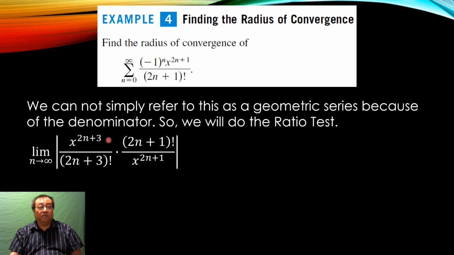So that's where the 3 comes from. 2n plus 2 plus 1 is 2n plus 3. Same with the denominator. Remember, you're replacing n with n plus 1. So it's 2 parentheses n plus 1 plus 1. So 2n plus 2 plus 1 is 2n plus 3.